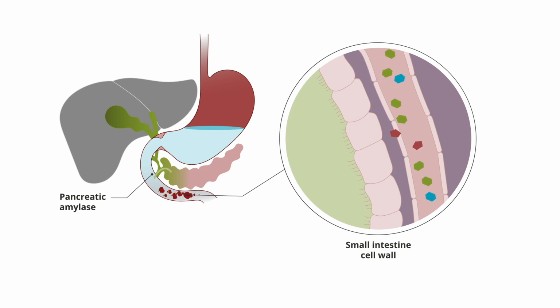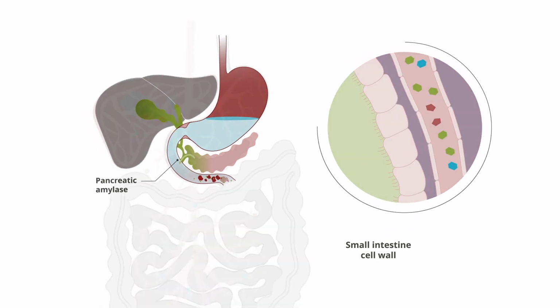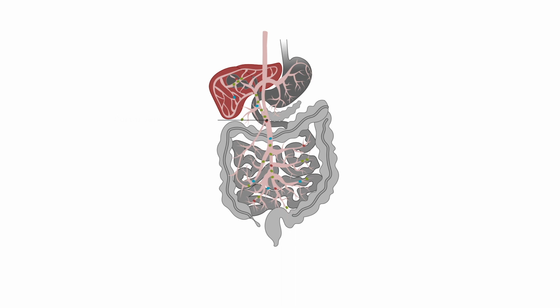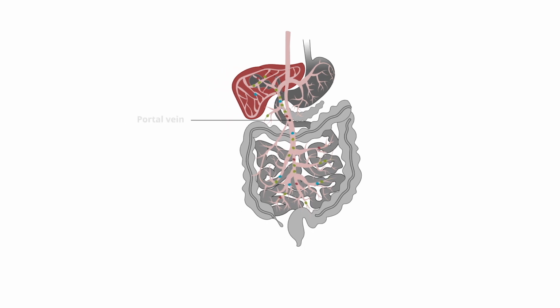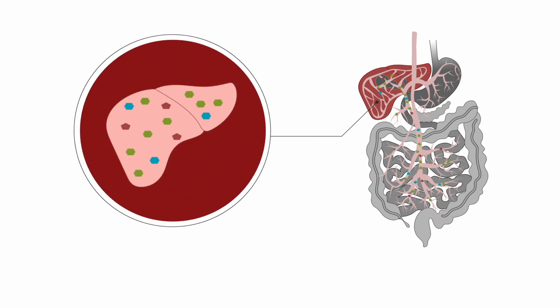The monosaccharides liberated in the small intestine are absorbed through the intestinal wall into the capillaries, and from there they enter the portal vein and make their way to your liver. Once they're there, galactose and fructose are further converted into glucose.